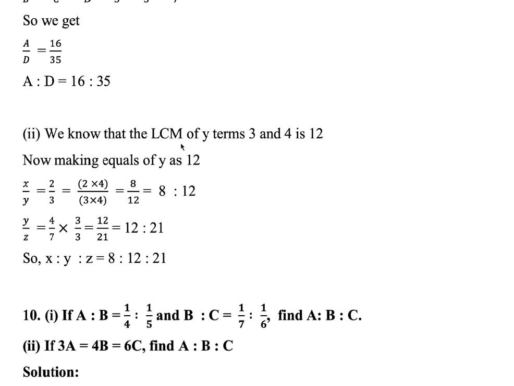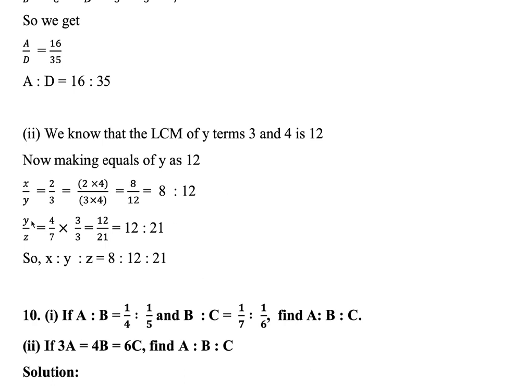So we know the LCM of 3 and 4 will be 12. So x is to y is equal to 2 is to 3. After that, in the denominator part, we have to make it 12 because LCM is 12. So we have to multiply 3 into 4. So the numerator part, that is the upper part, also I will multiply by 4. So 4 into 2, 8, 3 into 4 is equal to 12. That comes to 8 is to 12.